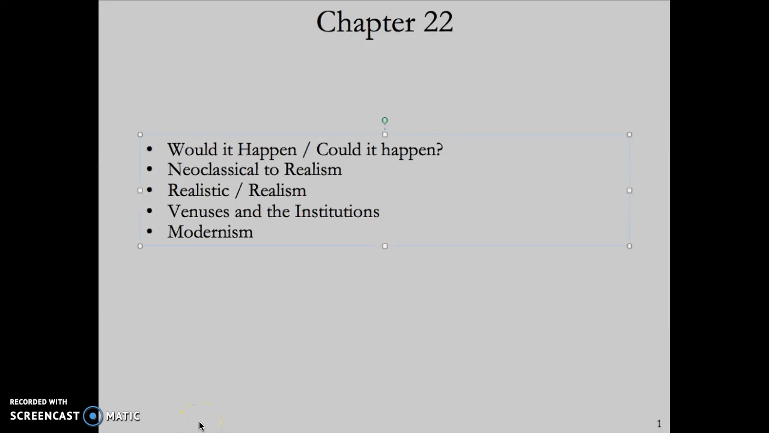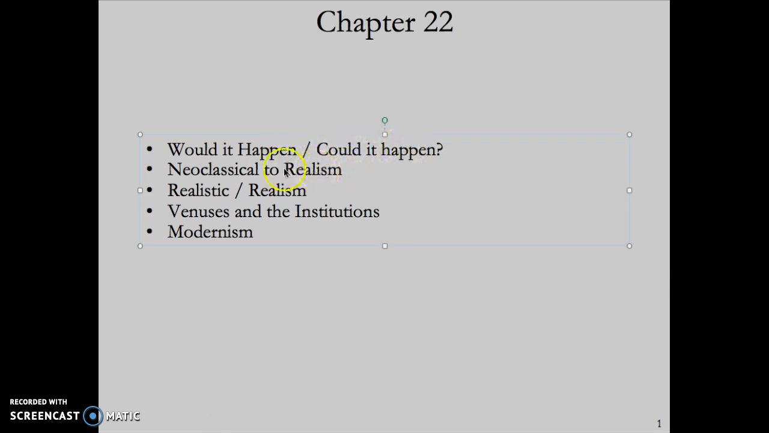Hi folks, as we enter our last chapter, chapter 22, I want to talk about this chapter and these different styles that are addressed in it, just kind of a summary. I want to talk about how we can determine whether we're looking at Romanticism, Realism, Neoclassical, some of these things, an approach I take.